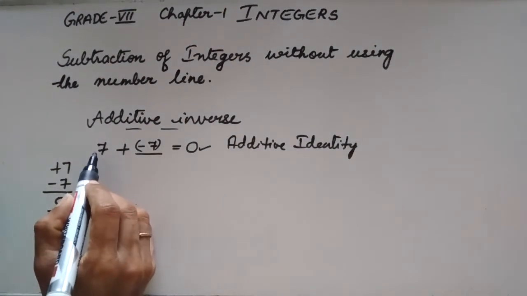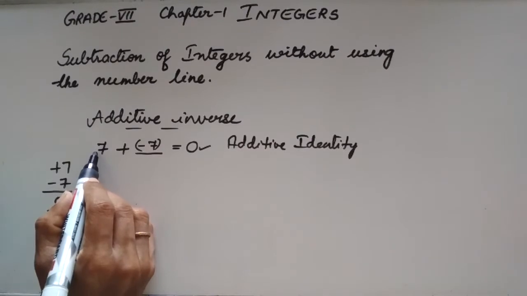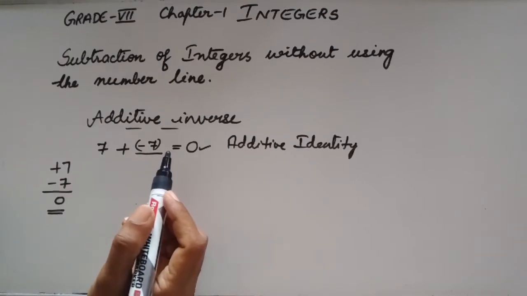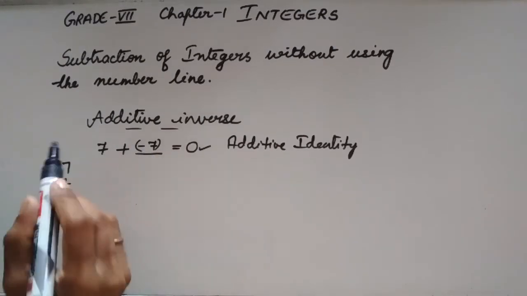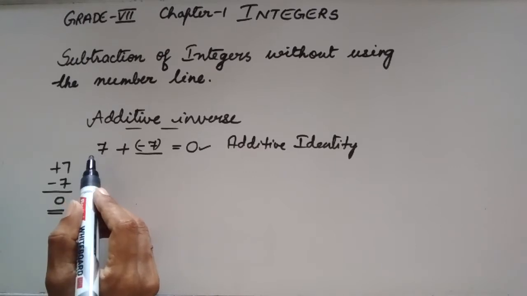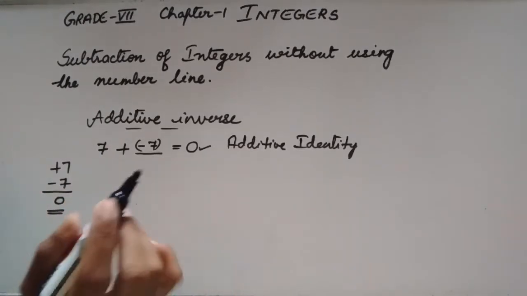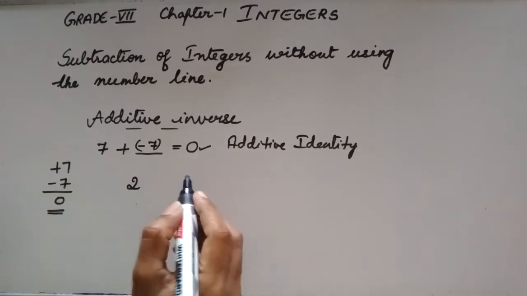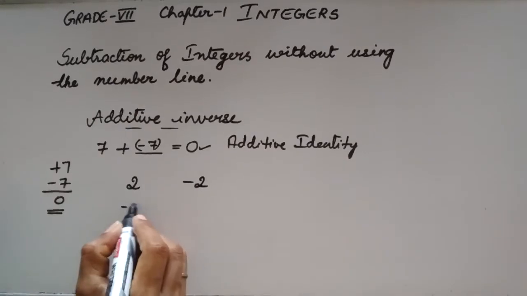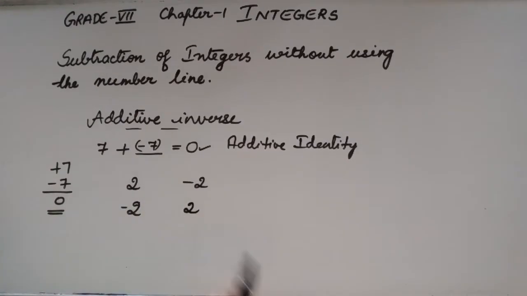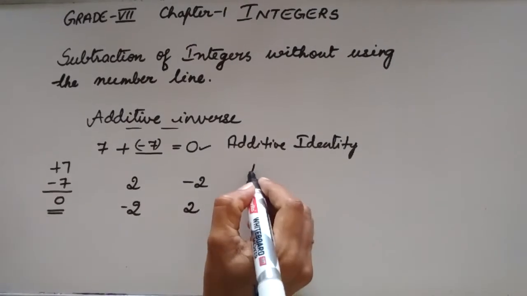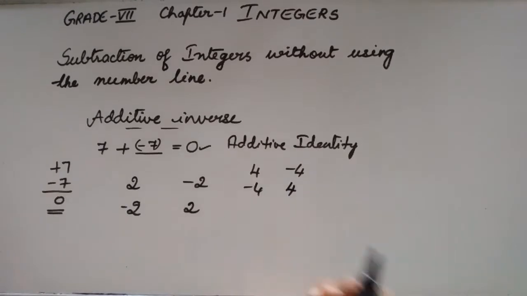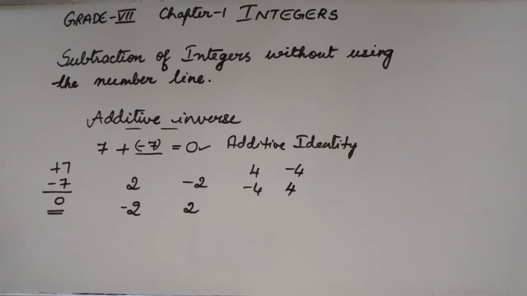So we see here plus 7 is the additive inverse of minus 7, or we can say minus 7 is the additive inverse of plus 7. I can take any number, for example 2. The additive inverse of 2 is minus 2. Additive inverse of minus 2 is plus 2. Additive inverse of 4 is minus 4. Additive inverse of minus 4 is 4. Is it clear, students? Yes.